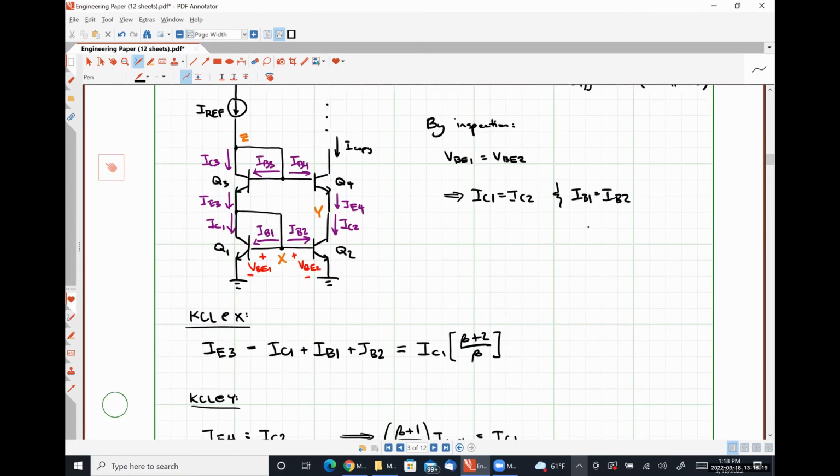All righty. So if we look here at node Z, current flowing in is IREF. The currents flowing out are IC3 plus IB3 plus IB4. We good there. IC3 plus IB3 is IE3.